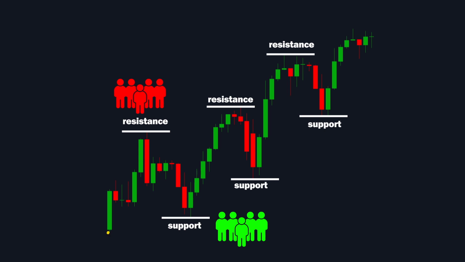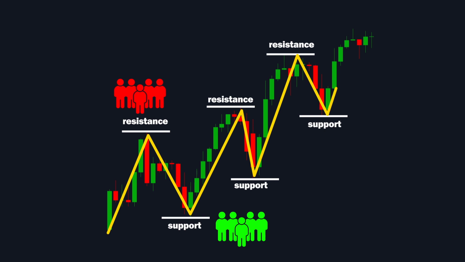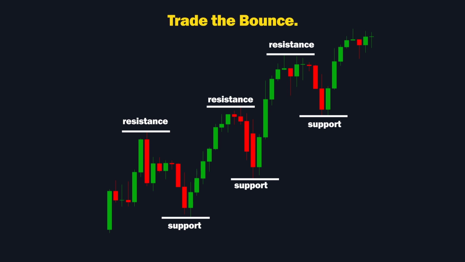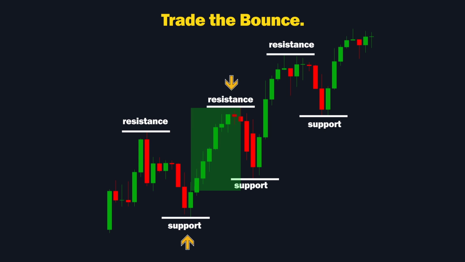In this way, resistance and support are continually created as the price moves up and down over time. The reverse is true during a downtrend, a bear market. In the most basic way, this is how support and resistance are normally traded. Trade the bounce. Buy when the price drops towards support. Sell when the price rises towards resistance.